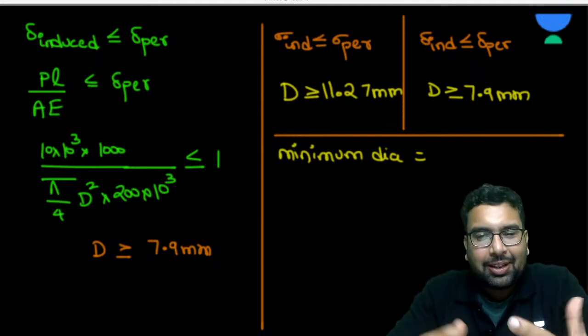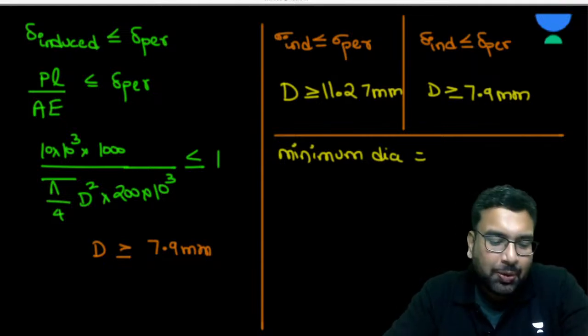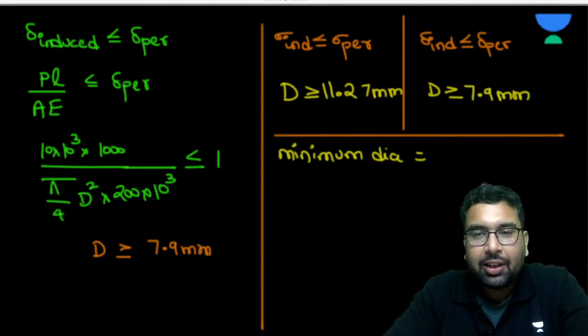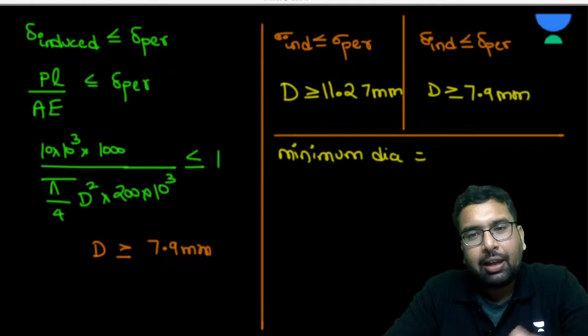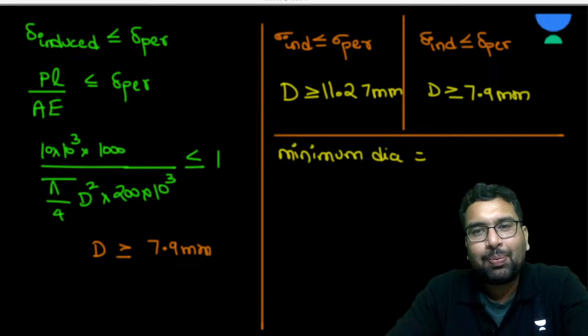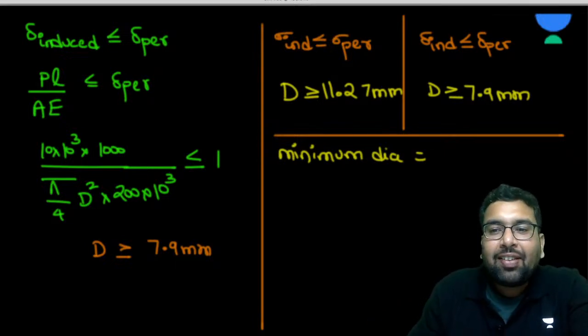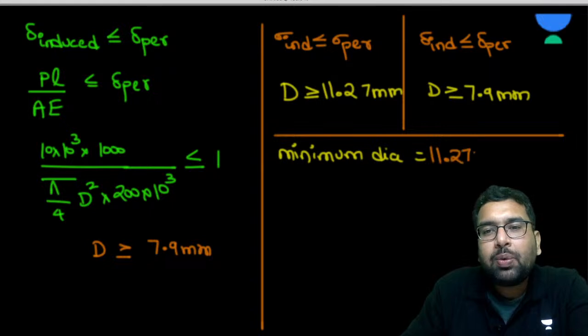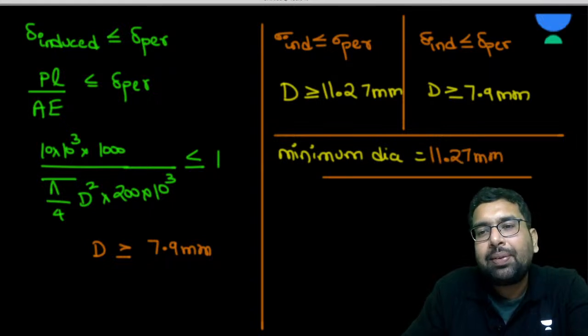Anyone? Now, when I ask this, many of you watching must be thinking, what are you saying, sir? 11.27, 7.9. So minimum diameter is 7.9. So no, the minimum diameter is 11.27 mm. That is going to be your answer.